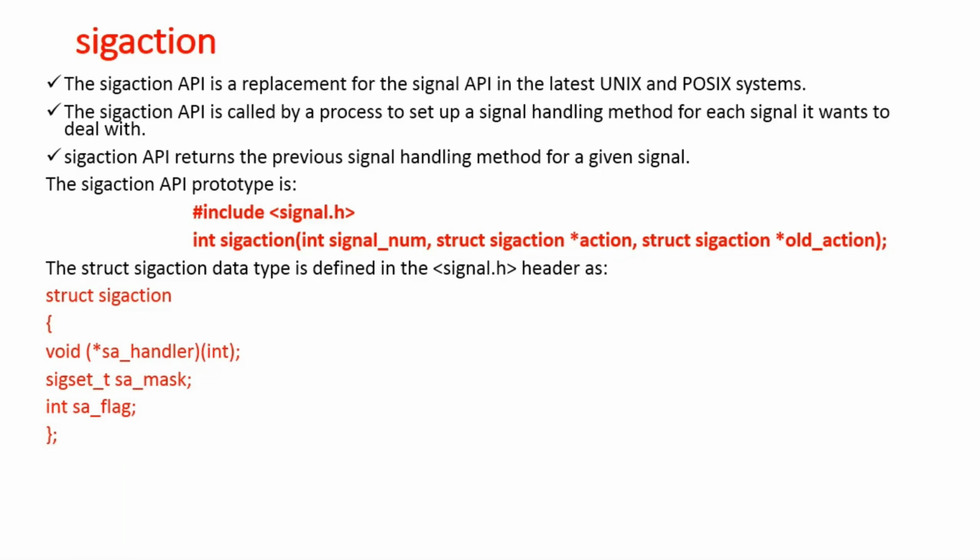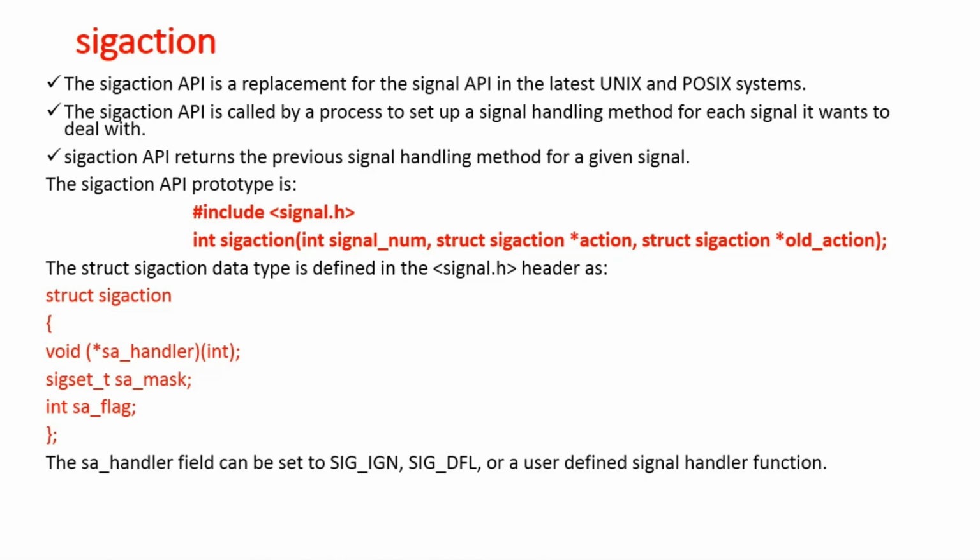If you want to use sigaction you need to define the structure struct sigaction, which has three fields. The first one is sa_handler, that is the signal handler, the second one is the signal mask, sa_mask, and the third one is sa_flags. Then after defining the structure sigaction you need to assign values to these structure variables.